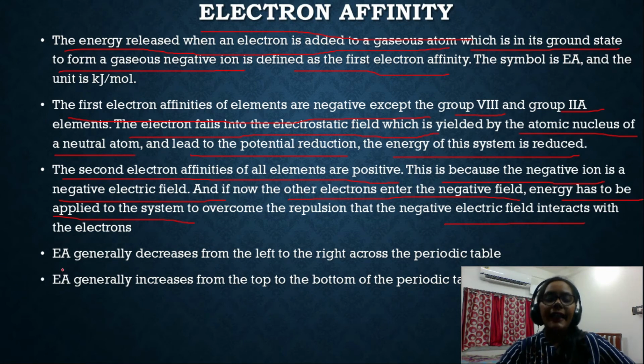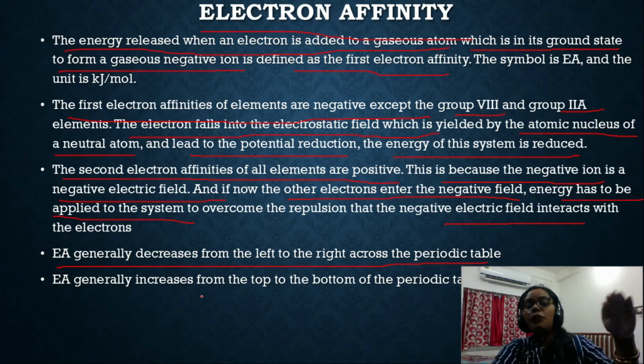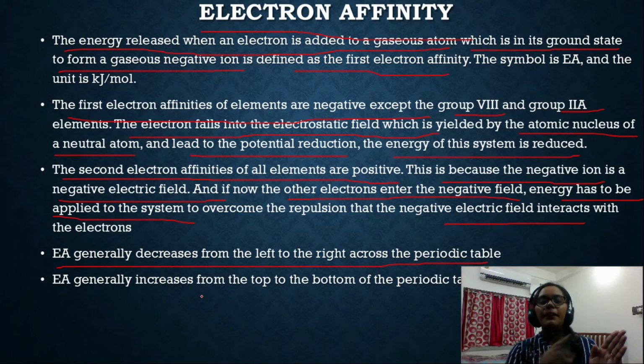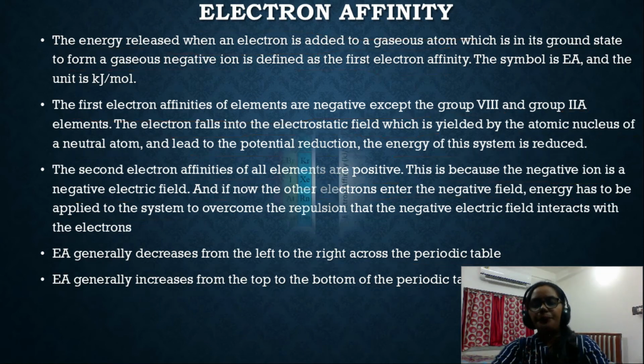Okay, and next, what is the trend of electron affinity? Generally, if we go along the periods, left to right, the electron affinity generally decreases, and electron affinity generally increases from top to bottom. If we go down the groups, then it will increase.